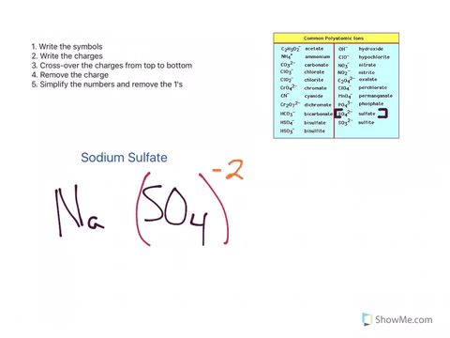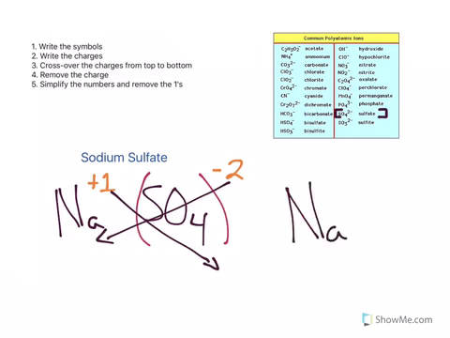I see that it's -2. I know that my sodium is +1. I'm going to cross over, so I'm crisscrossing down, just like that. Just like before, same rule applies. So let's rewrite this over here.